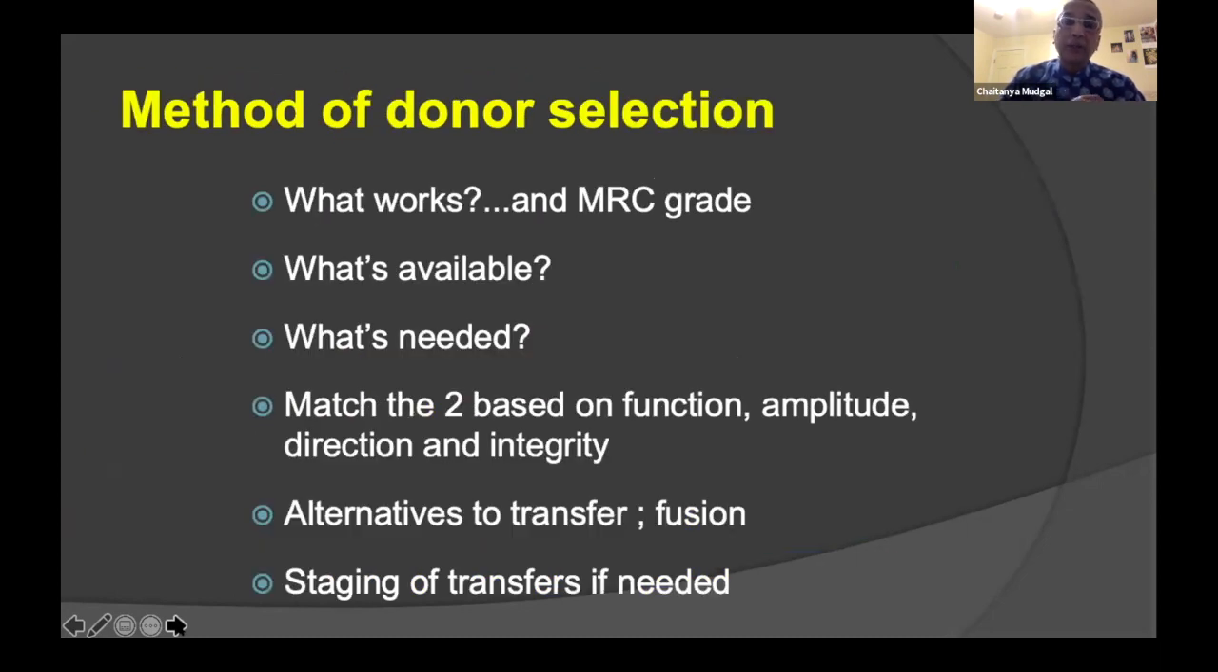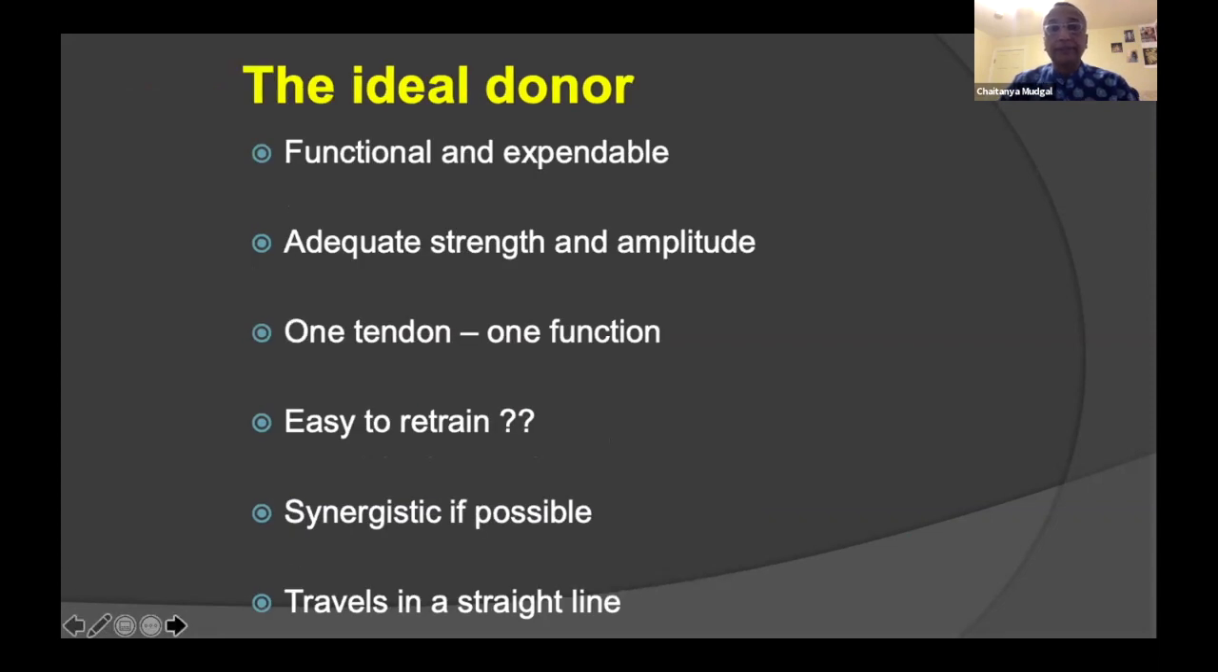How do I select donors? Well, this is a tried and trusted method. Find out what works and the MRC grade, because as we know, tendon transfers will lose a grade of power after transfer. So this should at least be grade 4. What's available and what's needed? Mix and match the two based on function, amplitude, direction, and integrity. Just because you can do tendon transfers doesn't mean you have to do tendon transfers. Sometimes fusion is an alternative, which must be considered.